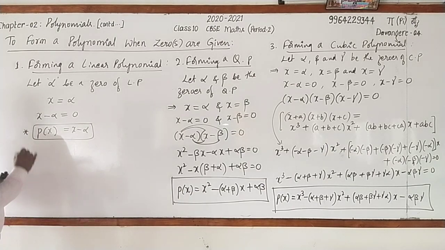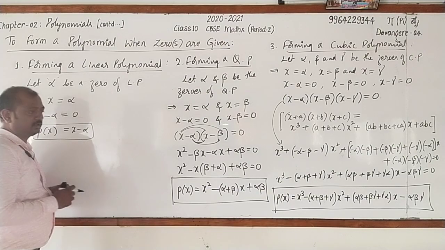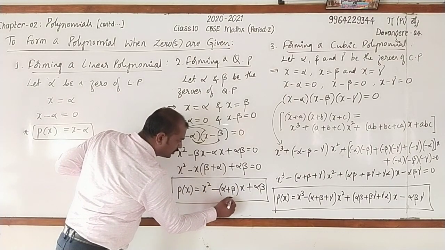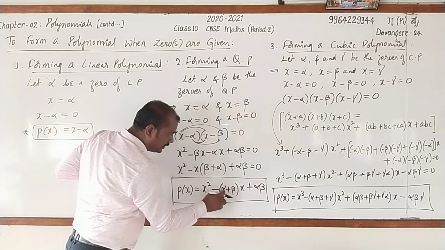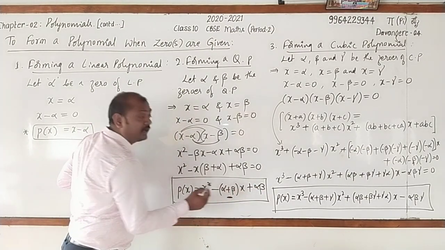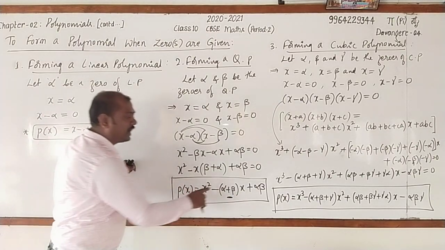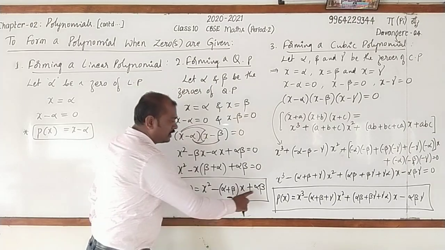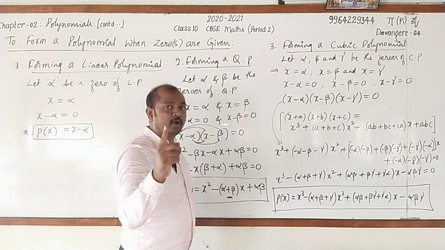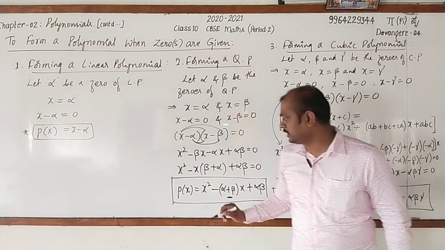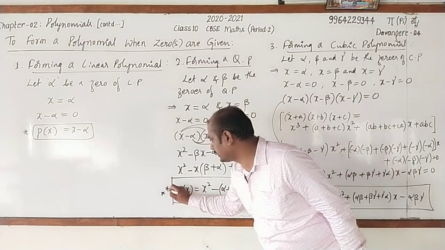I am going to put a star mark for them. Here just one zero is there, which is alpha. Here 2 zeros are there, and observe here we have got the special property: alpha plus beta and alpha into beta. What do you call alpha and beta? Zeros. Alpha plus beta, sum of zeros. Alpha into beta, product of zeros. Clear? Then I am going to put a double star mark for this.